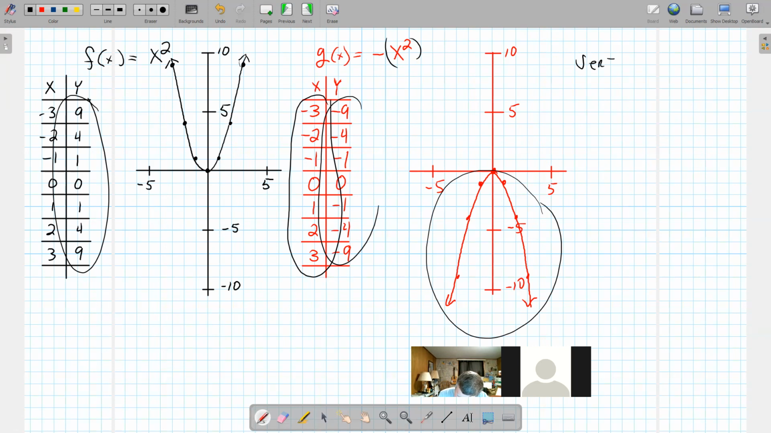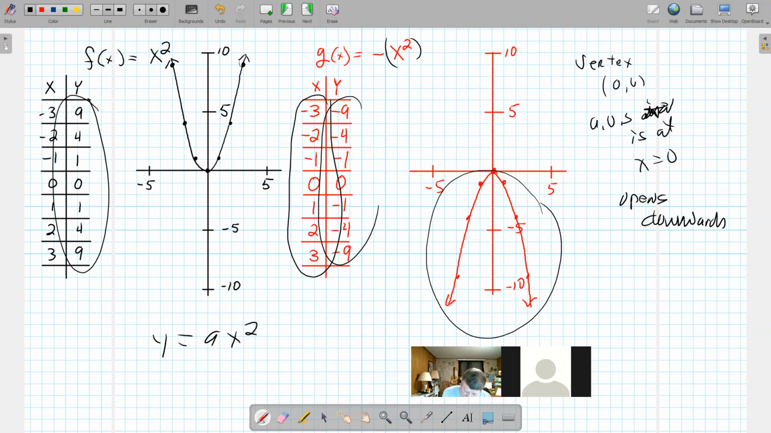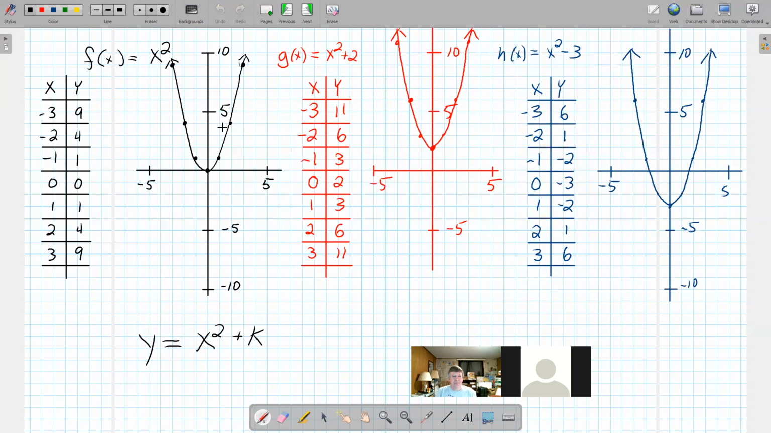It still has a vertex at 0, 0, and the axis of symmetry is at x equals 0, but the parabola opens downwards. Okay, so if it's in the form y equals ax squared, if a is greater than 0, the parabola opens upwards. If a is less than 0, the parabola opens downwards. Any questions about that? All right.